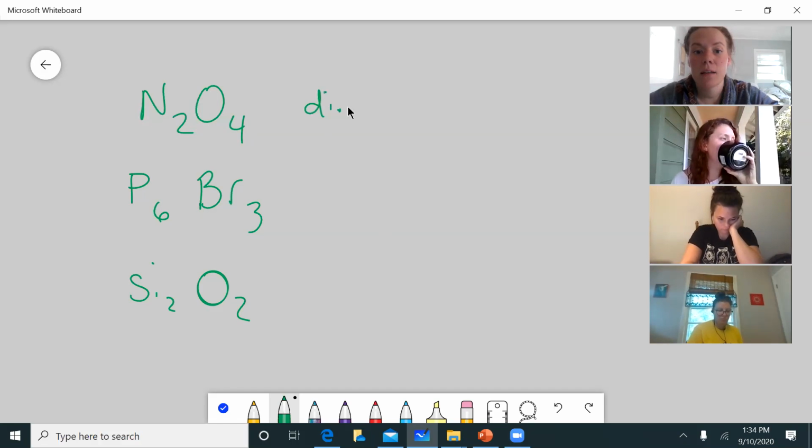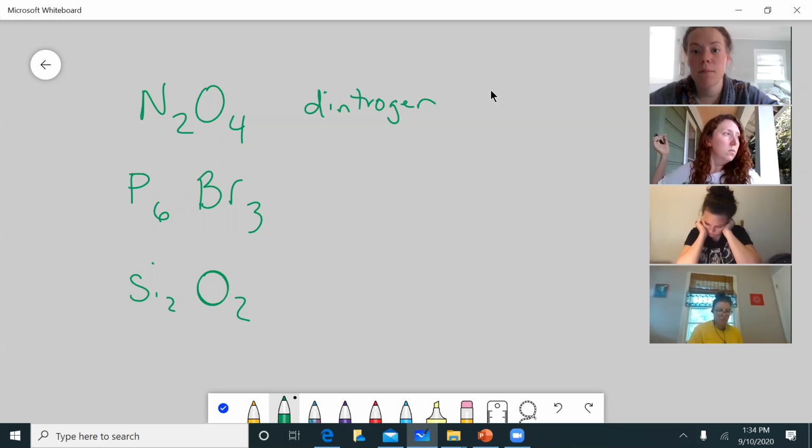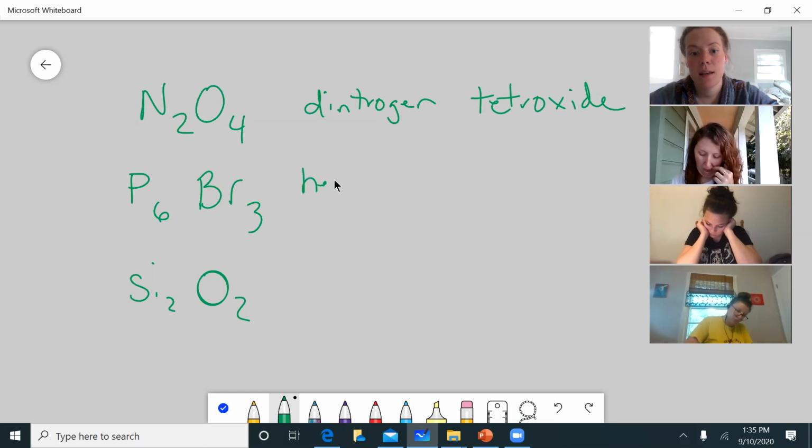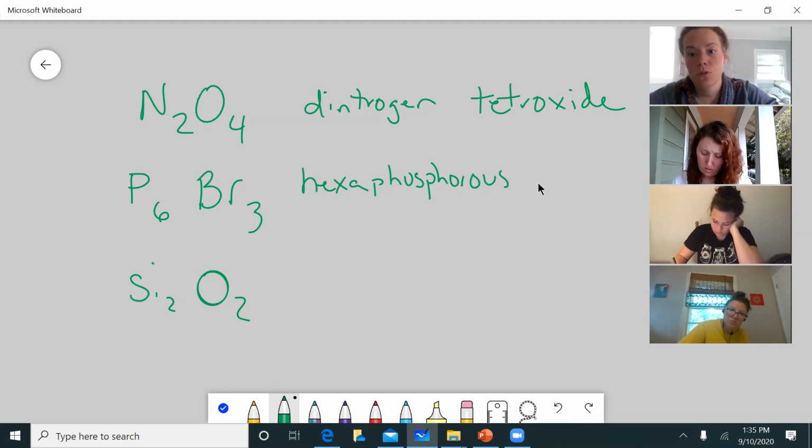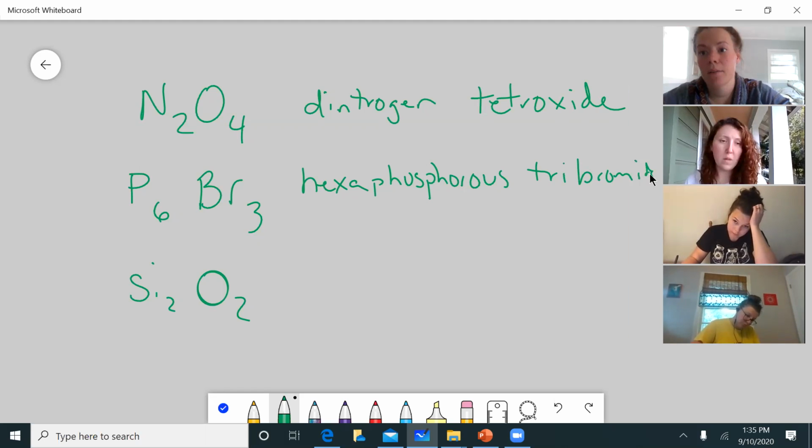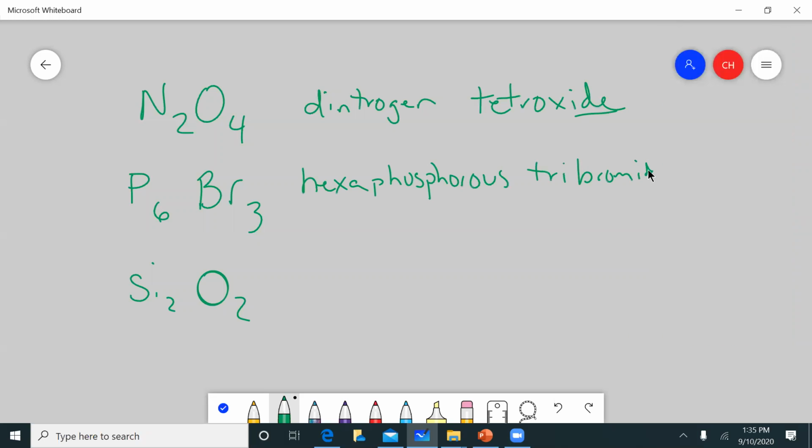So dinitrogen. And then you add -ide to the second guy. So we have four of them, tetroxide. Here we've got 6 phosphorus, so that's hexaphosphorus tribromide. Again, -ide on the second guy, bromide.